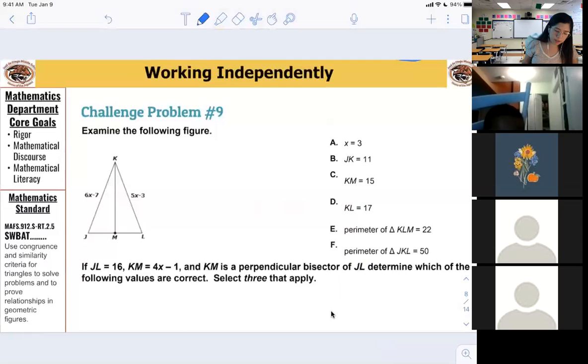All right. Okay, who would like to read this one? Number 9. We're almost done. Can I read? Go ahead.